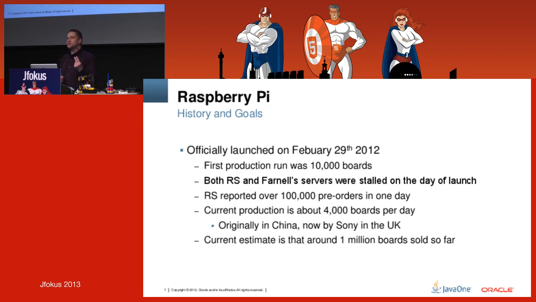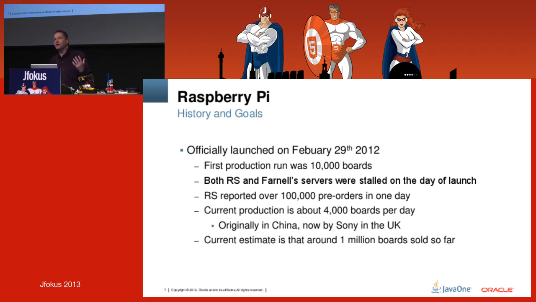There were two big suppliers that were delivering them in the UK. There was one called RS, which used to be called Radio Spares, and the other one is Farnell or Element 14. And both of them had their servers brought to their knees on that day because so many people were trying to order the Raspberry Pi.